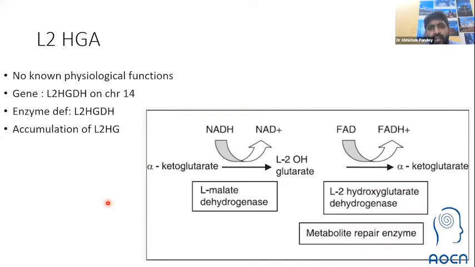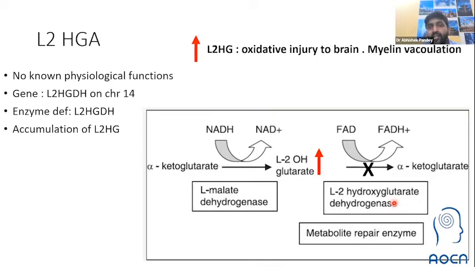So a line about L2OH. It is basically just a metabolite repair enzyme substrate. L2OH doesn't have defined physiological functions in our body. It is just a metabolic byproduct. And when the enzyme L2 hydroxyglutarate dehydrogenase is absent, the L2OH accumulates, and this accumulated L2OH results in oxidative brain injury secondary to myelin vacuolation.